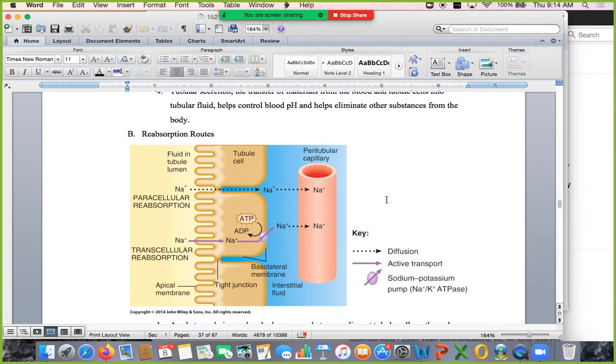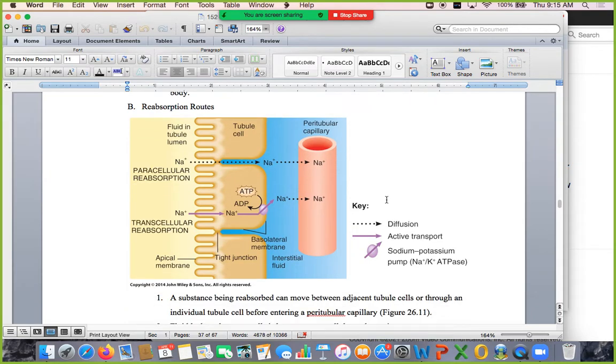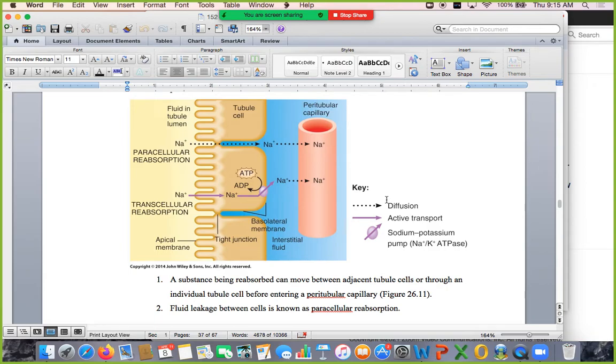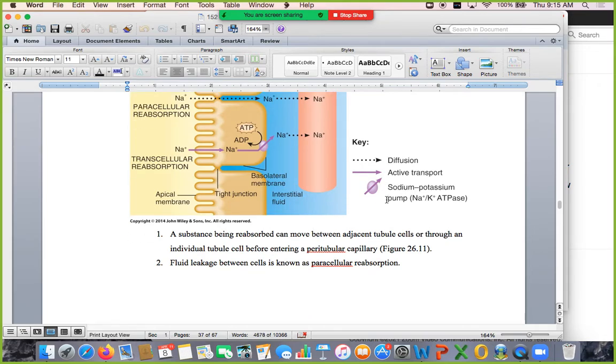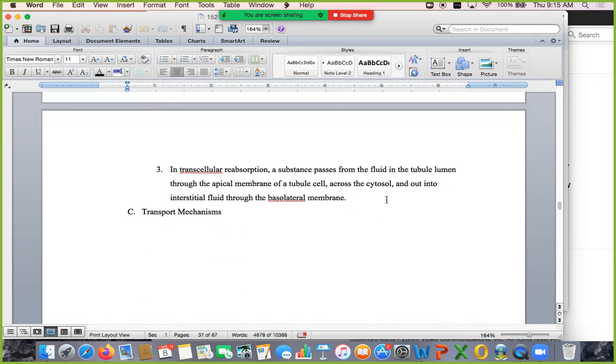All right, so we have multiple different resorption routes that a substance can take. It can either be resorbed directly across, such as sodium here, directly across the membrane into the capillary. That's by the process of diffusion. It can also be actively transported. This is the case of the sodium here, being actively transported into the cell, and then using a sodium-potassium pump it can be pumped out. So it can move between the adjacent tubule cells directly or through the individual tubule cell by some sort of mechanism before entering into the peritubular capillary. And the fluid leakage back and forth between cells is called paracellular resorption.